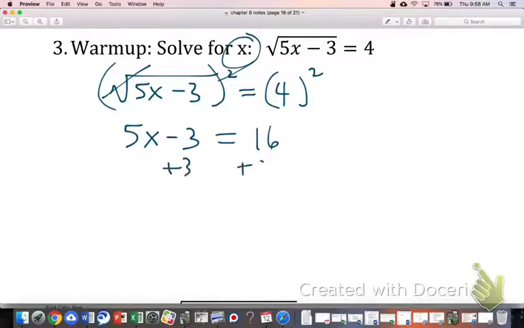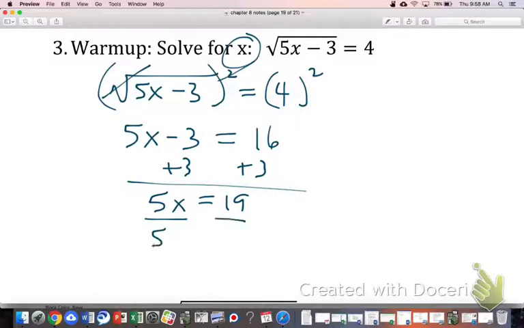So these are those old equation solving steps. That gives me 5x equals 19. And then how do I get rid of the 5? Divide. That's right. Dividing by 5 gives me 19/5.